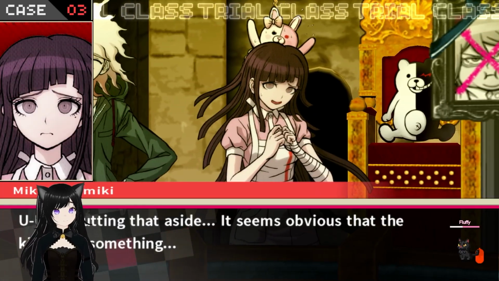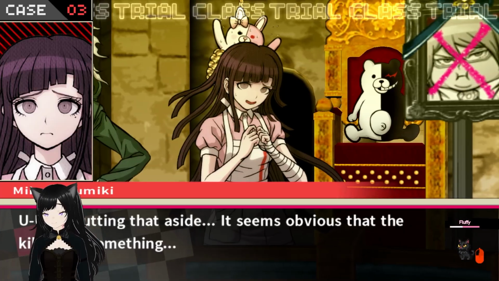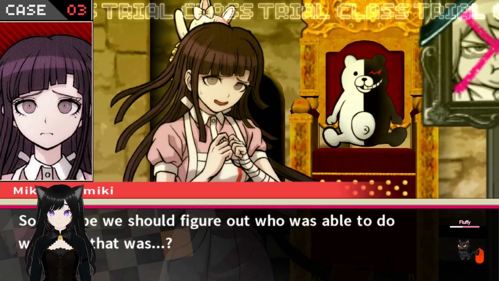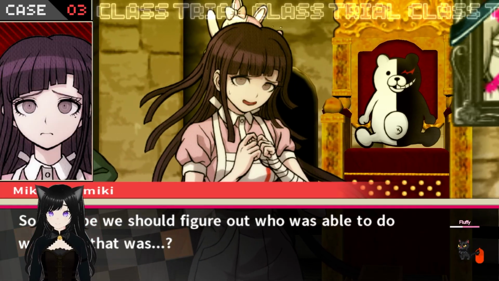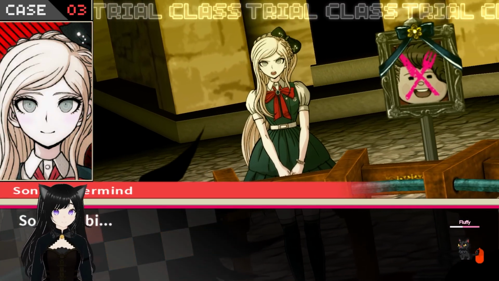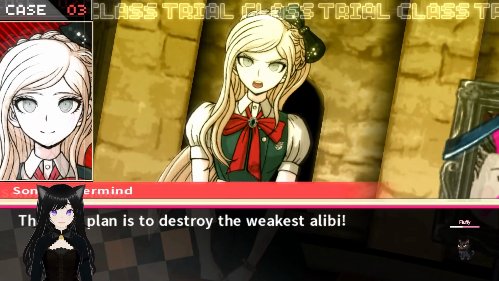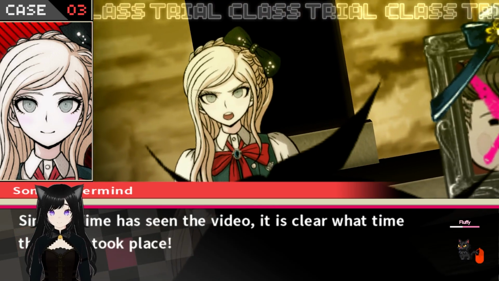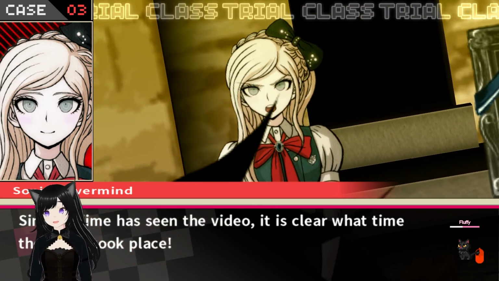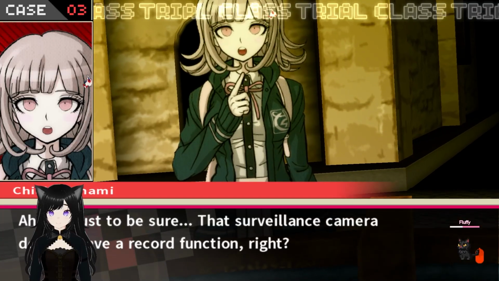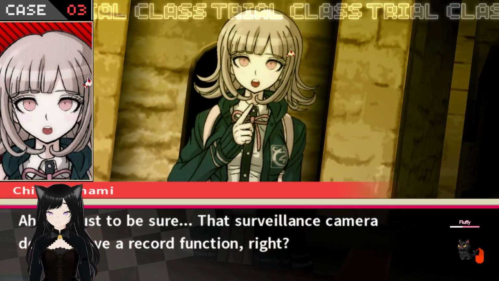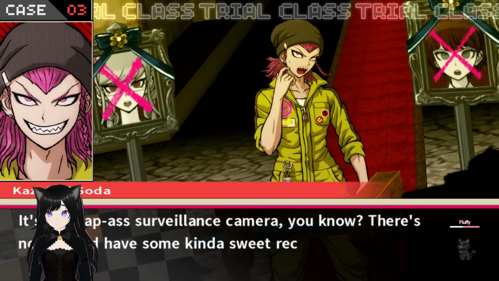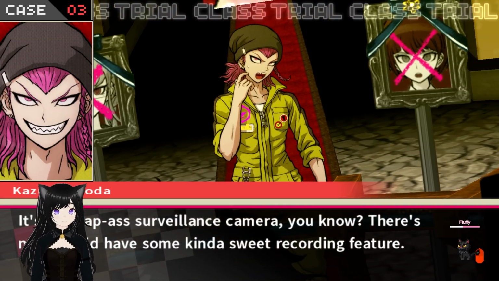Putting that aside, it seems obvious that the killer did something. Okay. So, maybe we should figure out who was able to do whatever that was. So, an alibi. All right. Our plan is to destroy the weakest alibi. Oh boy. Since Hajime has seen the video, it is clear what time the crime took place. So clearly we weren't it. But just to be sure, that surveillance camera doesn't have a record function, right? That would be Kazuichi's area, right? Cheap-ass surveillance camera, you know? There's no way it'd have some kind of sweet recording feature.